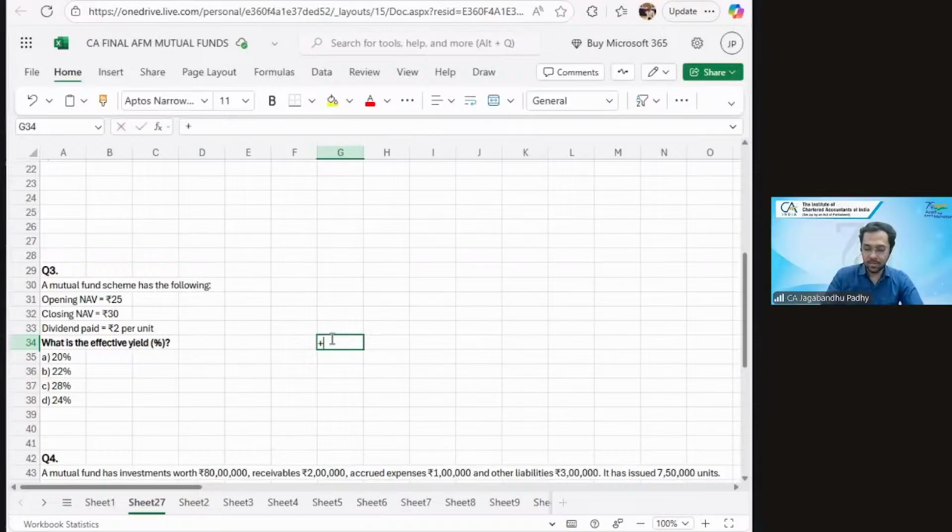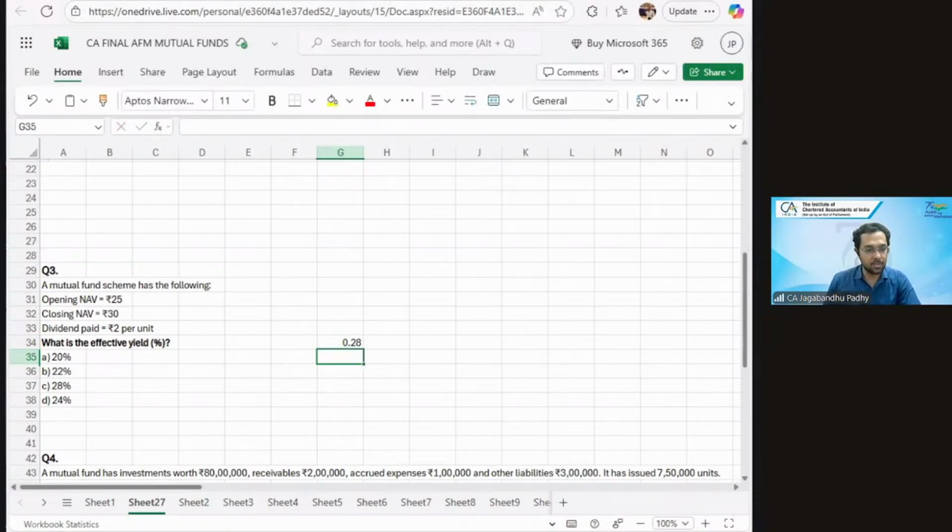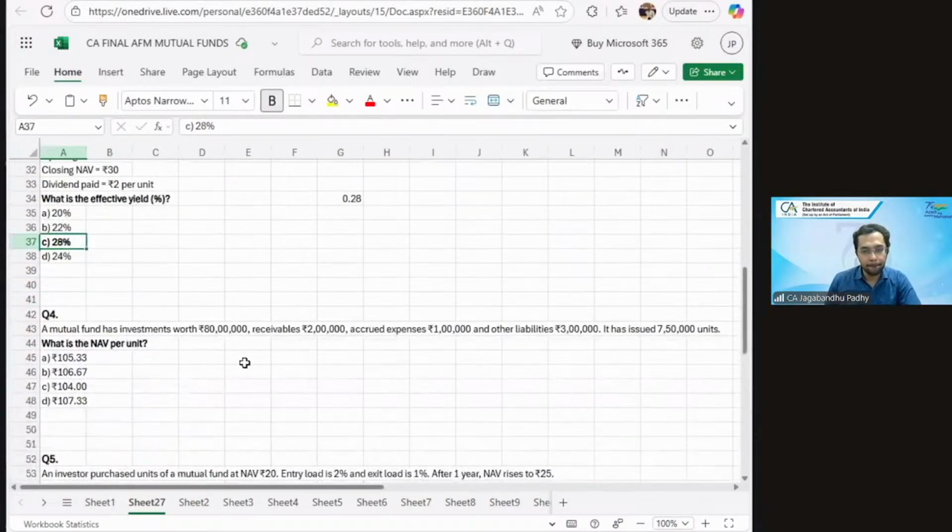I think it's quite easy. 30 is the closing NAV minus 25 is the opening NAV, and then you add the dividend received, divided by 20. So 28% is the answer. Yes. Okay. 28%. Fourth question.